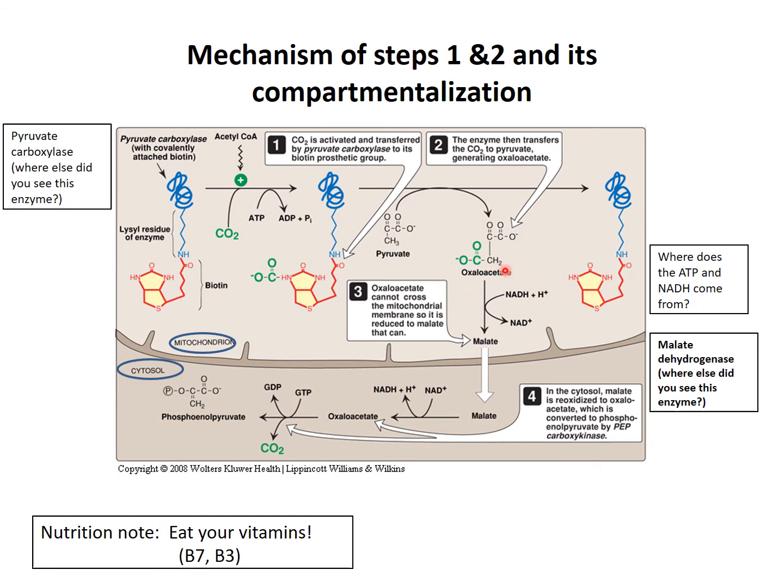So oxaloacetate cannot cross the mitochondrial inner membrane. Oxaloacetate is reduced to malate. Malate can cross the inner membrane and is oxidized back to oxaloacetate. Where did you see this enzyme, which we call malate dehydrogenase, before? Hope you are correct. This was part of the malate oxaloacetate, malate aspartate shuttle system.